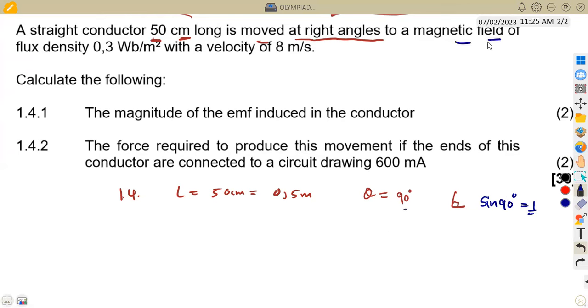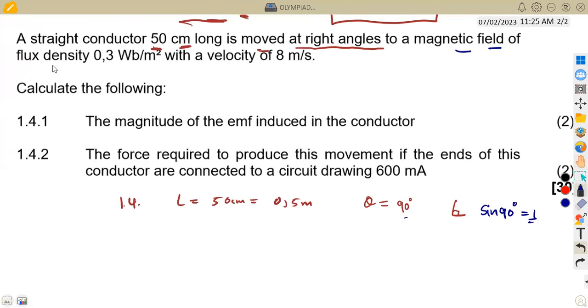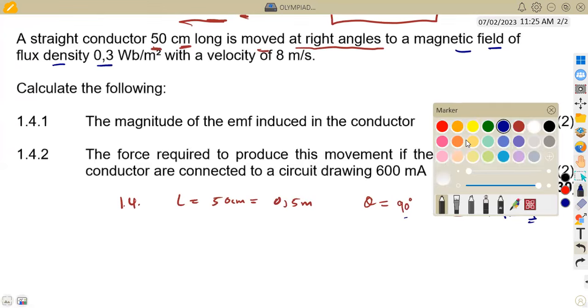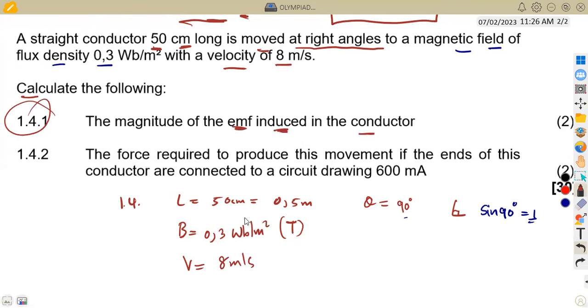To a magnetic field of, so it is moved at 90 degrees to a magnetic field of flux density. So we are given the flux density in this case, which is B. So our flux density is given as 0.3 Webers per square meter. Remember that the Weber per square meter simply means Tesla. In this case, that is the Tesla. And we've got the velocity of 8 meters per second. So our question is to calculate 1.41, the magnitude of the EMF induced in the conductor.